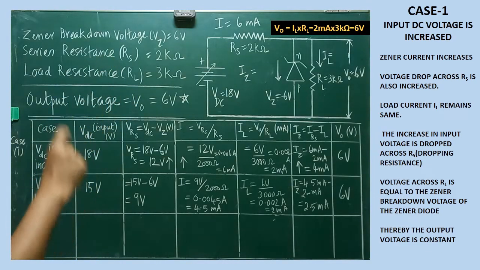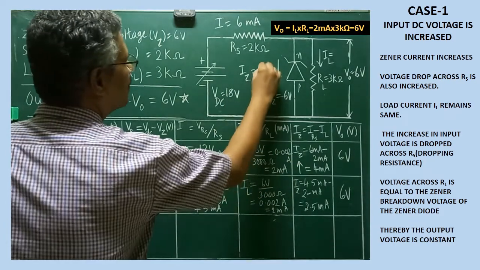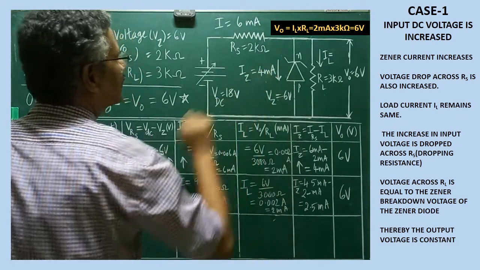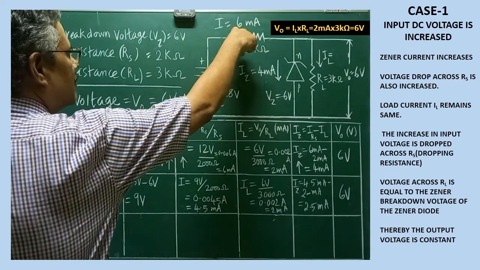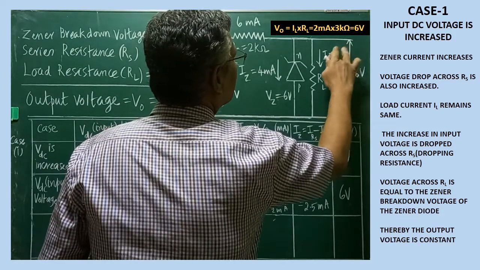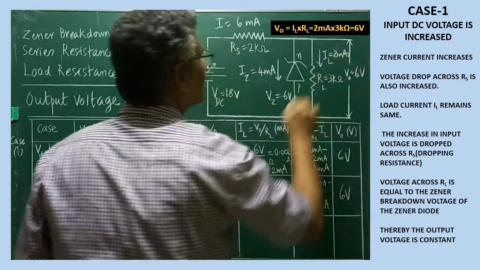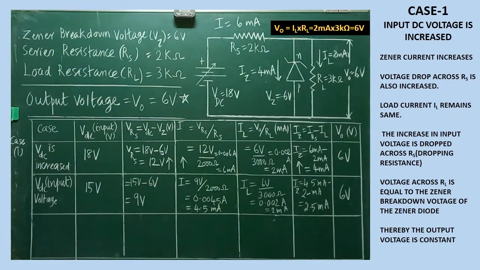When it is working in the breakdown region, what happens? The current which is passing through IZ will be how much now? 4 milliampere. IZ value is 4 milliampere. Are you clear? So 6 milliampere minus 4 milliampere will be equal to 2 milliampere. 2 milliampere into 3 kilo ohm is equal to how much? 6 volt. Again the output voltage is remaining same. Are you clear? Case 1 is clear, learnt. Case 1 is verified.